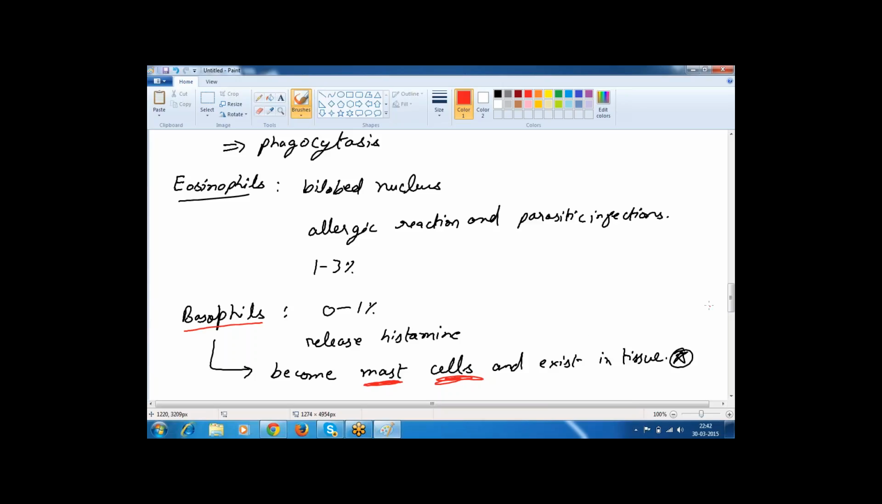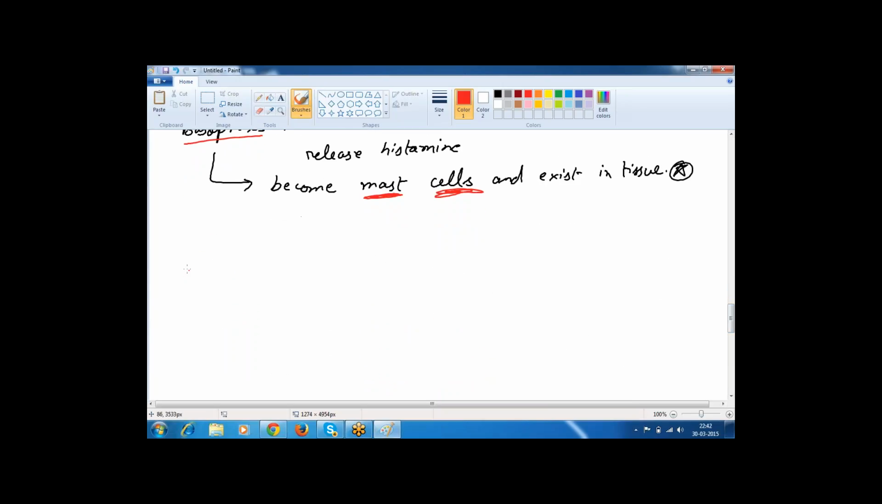There is agranulocytes. Agranulocytes, first is lymphocytes. Lymphocytes, they work majorly in viral infections. This you can write as a side note.